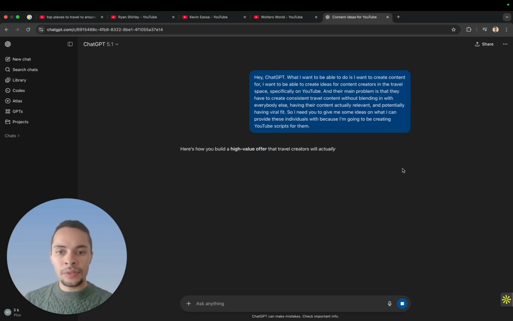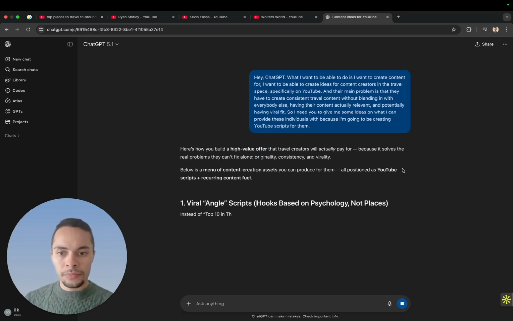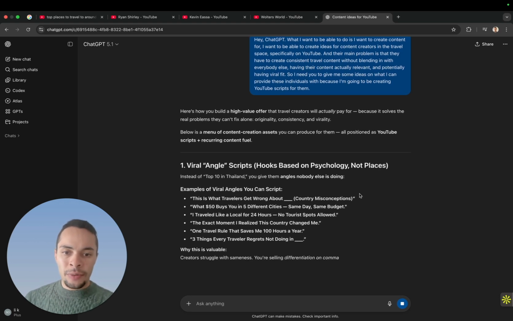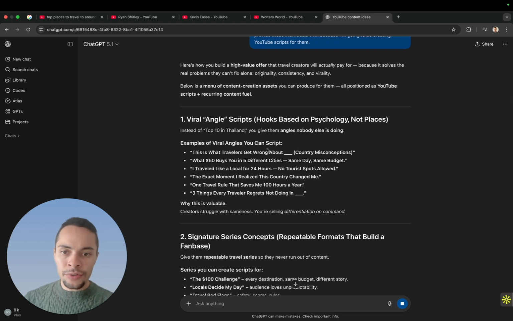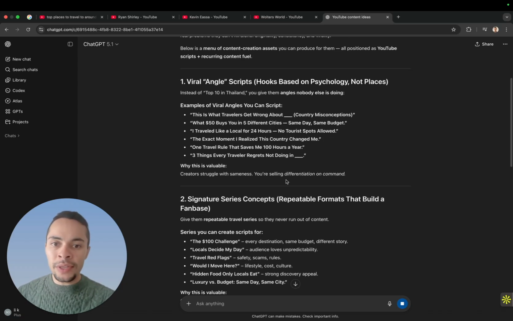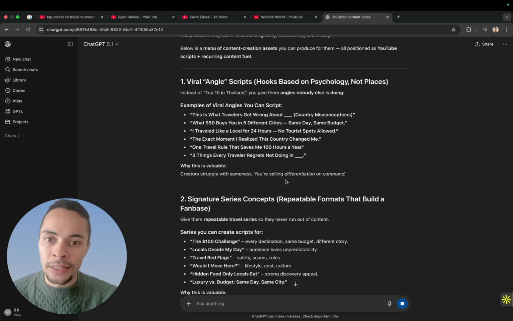This is the easiest way for you to do it. Okay, so it gives you some examples here. Examples of viral angles: this is what travelers get wrong about X; this is what $50 buys you in. So it's giving you a whole bunch of ideas, which is great. With this, you can then validate it. Is this something that people are actually searching for? Because GPT is just giving you ideas, but you need to validate those ideas.